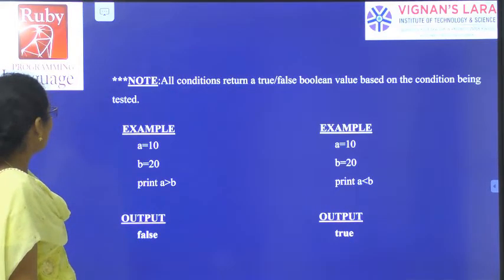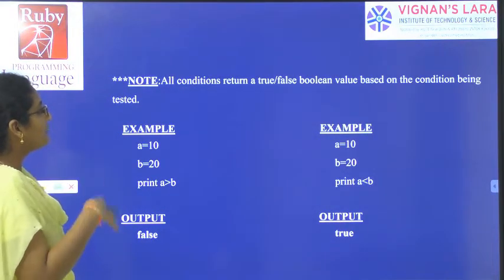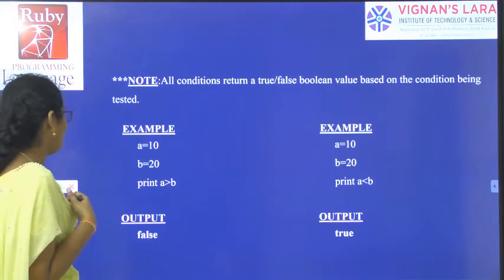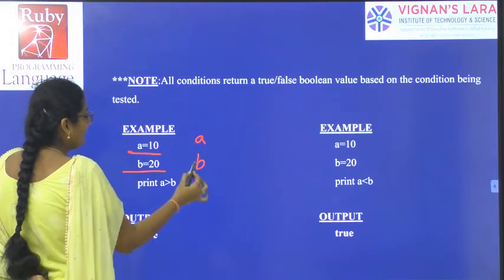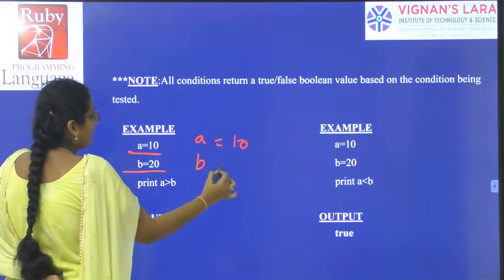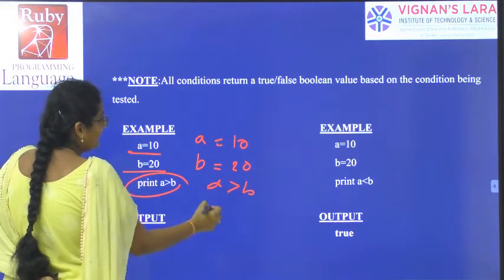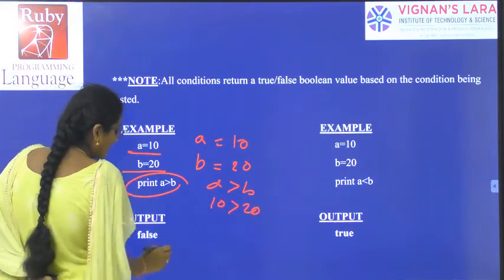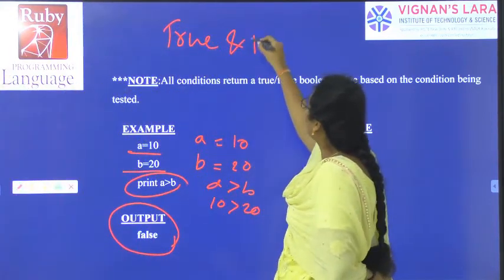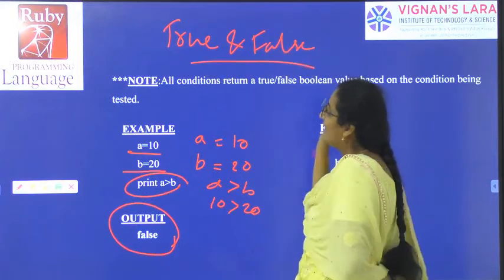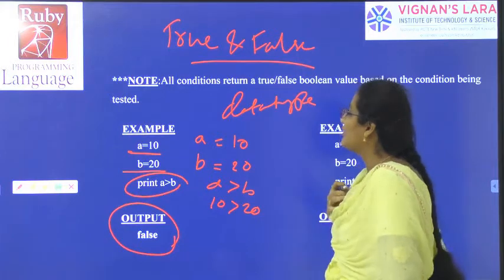So let us see the example. In all conditions, either we should return a true or we should return a false based on the condition tested. So see here, I have taken a variable A, I have taken another variable B, and I have assigned the value A = 10 and B = 20, and I want to print A > B. Is 10 greater than 20? No, that's why it has given false. So we are talking about true and false as a data type. When this true and false data type will work to give any truth value or false value.